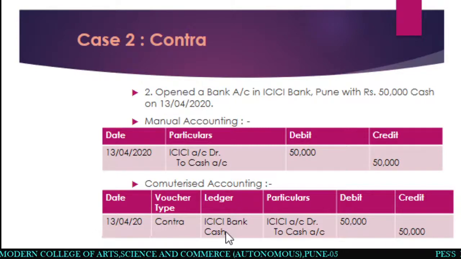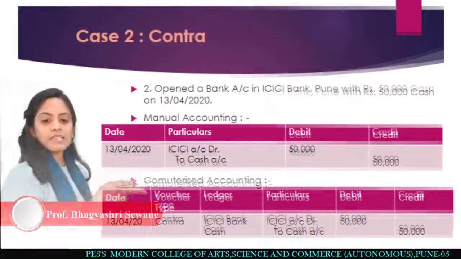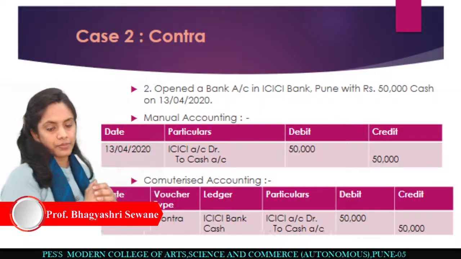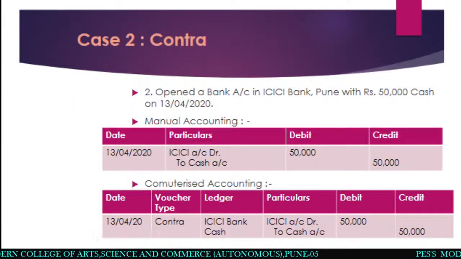Right now, in manual accounting, how will you do the entry? ICICI Bank account debit to cash account, right? This is as per manual accounting, simple. In computerized accounting also you can do this type of entry, ICICI Bank account debit to cash account, right? But we have to create the ledgers first.